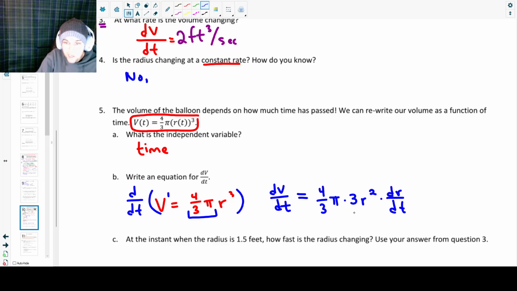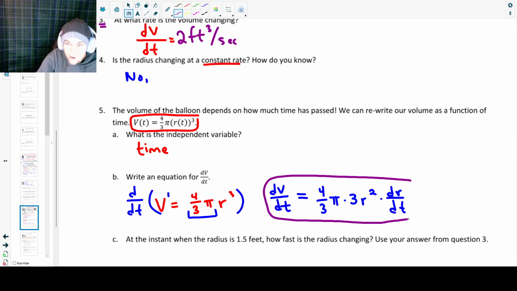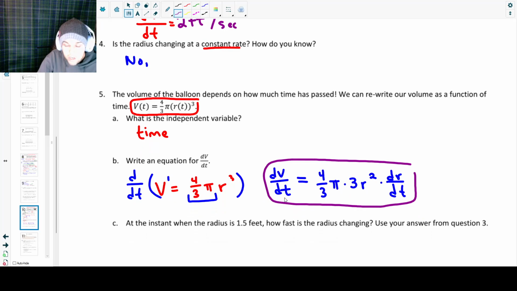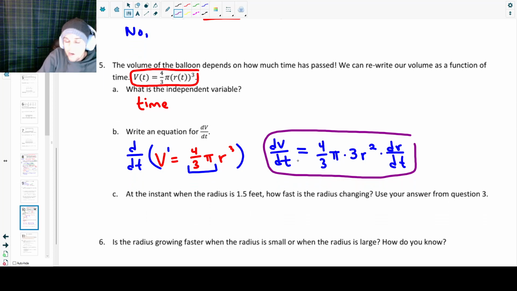All right, so here we have an equation that relates all of our rates and radiuses and times. The change in volume is equal to 4/3 pi times 3 times the radius squared times the change in radius per time. Now, there is some simplifying that we could do here. We could cancel out these 3's, so we could get this to look a little bit cleaner, and I will go ahead and do that just to make it look nicer.